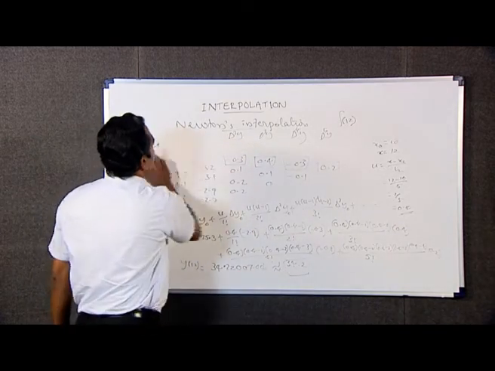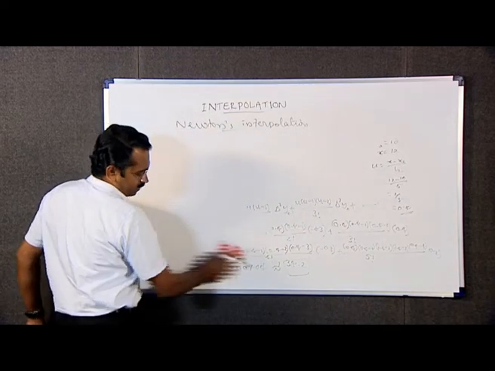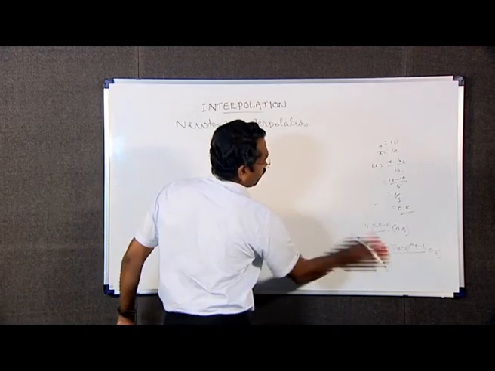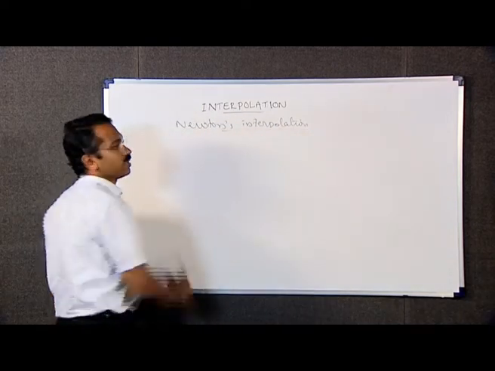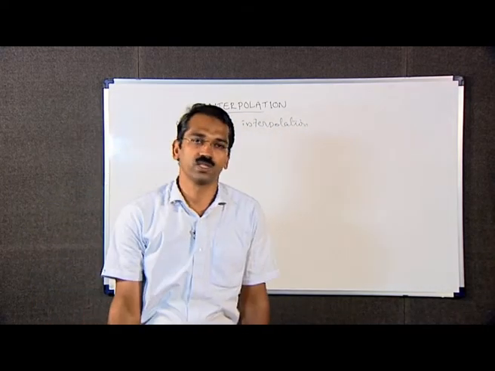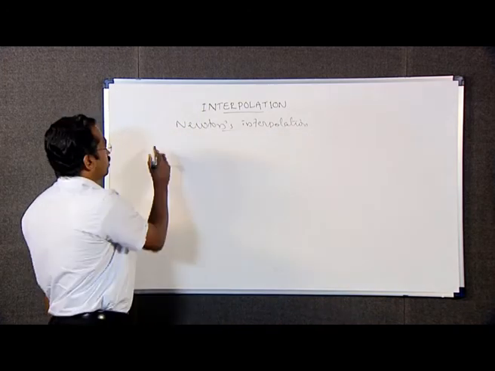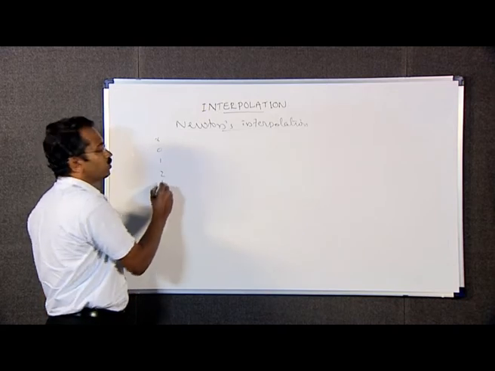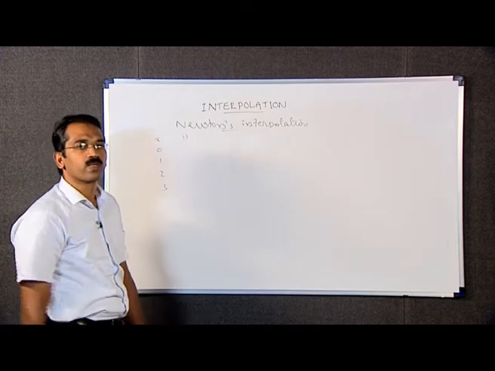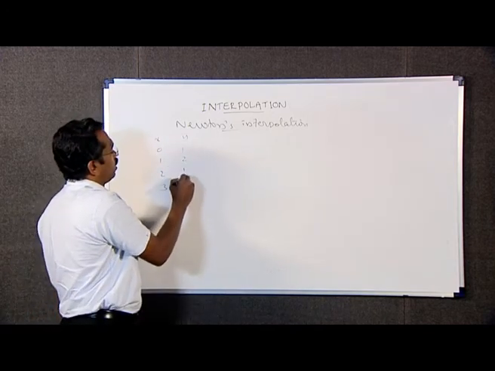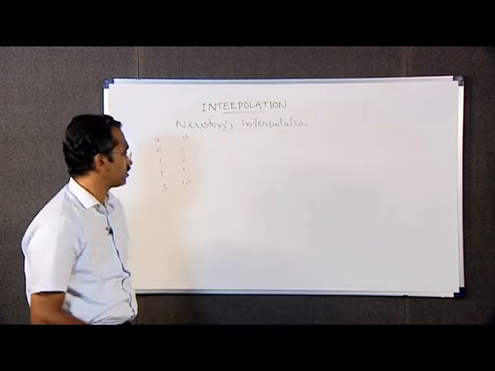Now, another problem is that we can find the polynomial function corresponding to a given set of data. For example, the given data is: values of x are 0, 1, 2 and 3, and the y values are 1, 2, 1 and 10.